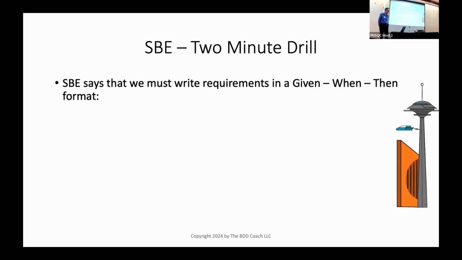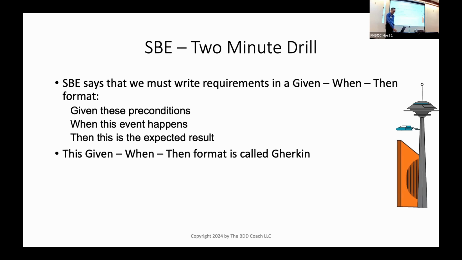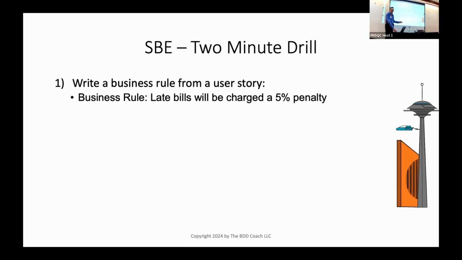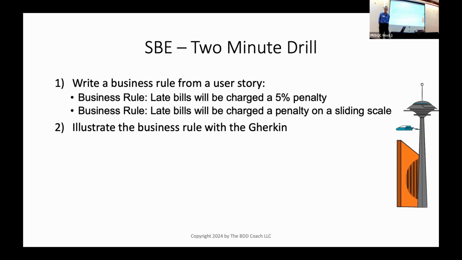Specification by example says that we must write requirements in this given, when, then format. Given these preconditions, when this event happens, then this is the expected result. And that's Gherkin. And we write a business rule from the user story. So we've seen this one or this one. And we illustrate that business rule with the Gherkin. And we illustrate the Gherkin with concrete examples.